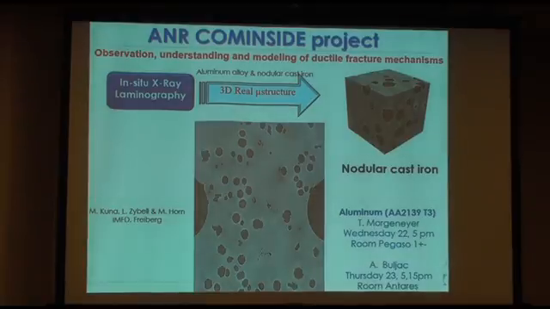So the idea of this project is to be able to observe, understand, and then model by a finite element approach liquid fracture mechanisms by means of in situ X-ray laminography on different materials, aluminum alloys and nodular cast iron. And today I'm going to talk only about nodular cast iron, but if you want to see some results about aluminum, there are two also very interesting talks in the conference.